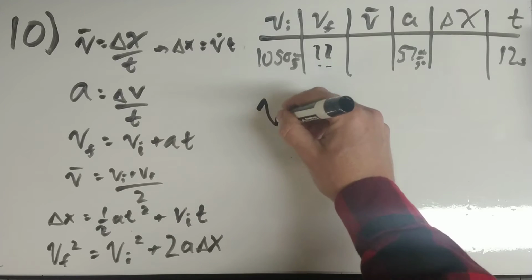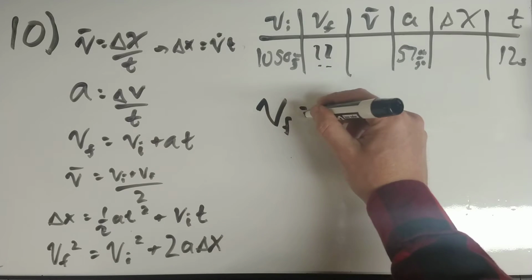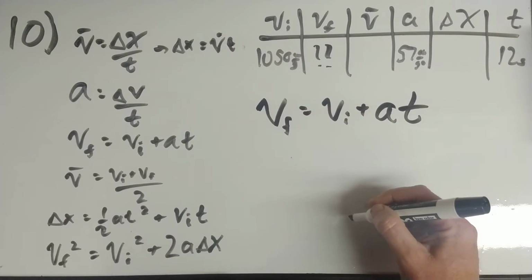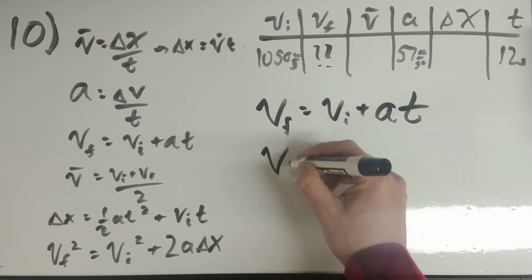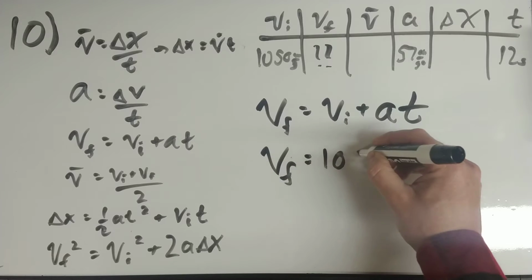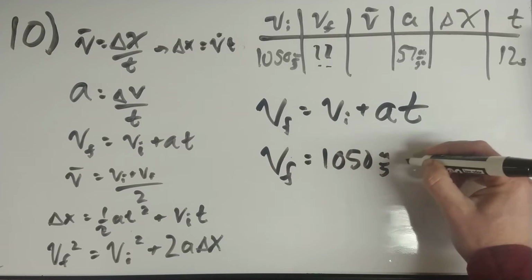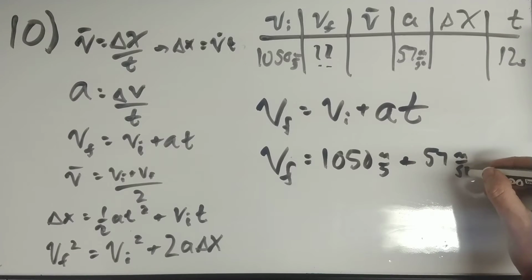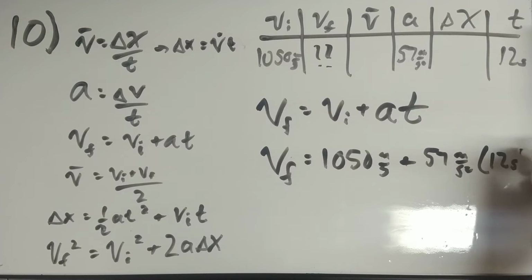So I'm going to write that equation down: V final equals V initial plus AT. And then I'm going to substitute in with units. So V final equals 1050 meters per second plus 57 meters per second squared times 12 seconds.